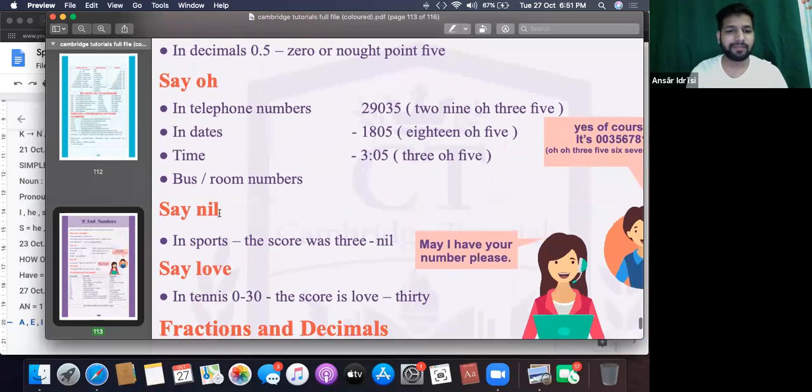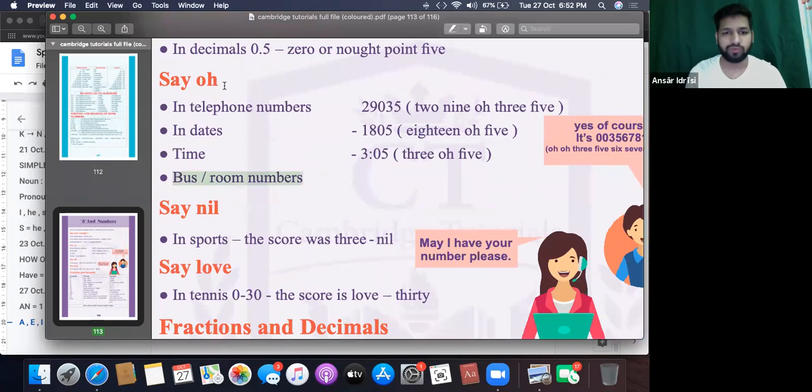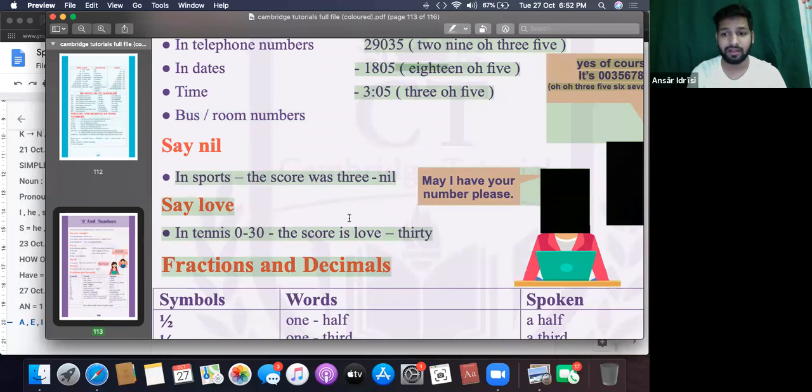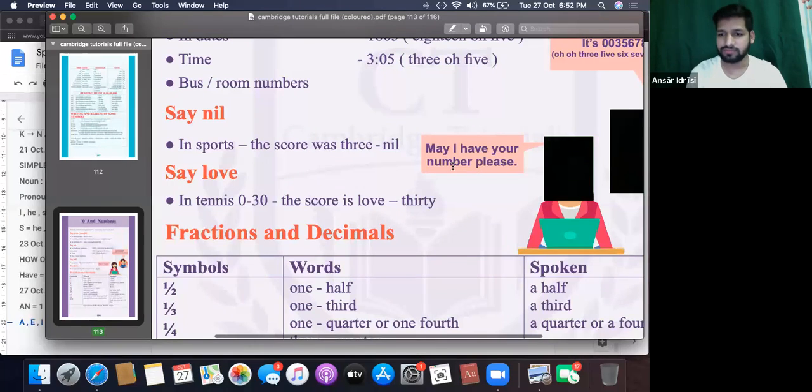So for bus numbers and for room numbers also we are using their O. Next one, nil. We use nil in sports. Like for example, the score is 3-0. The score is 4-0. Okay. May I have a number, please? देखो, दीदी आपकी भाभी मेरा नंबर मांग रही है.